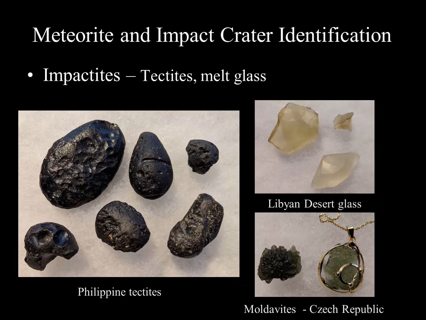Another important feature for crater identification is the presence of tektites or melt glass. Melt glass are earth rocks that have been melted by the incredible heat and pressure associated with the impact. On the left, we see an image of these black stones that are very similar to obsidian. These are Philippine tektites. Libyan desert glass from the Sahara Desert has this beautiful golden color. Moldavites from the Czech Republic have this unique green color.